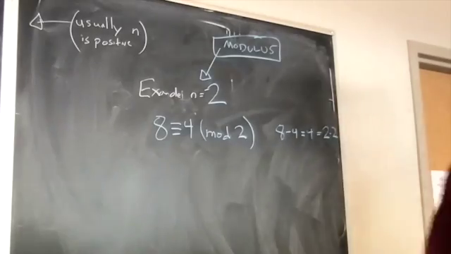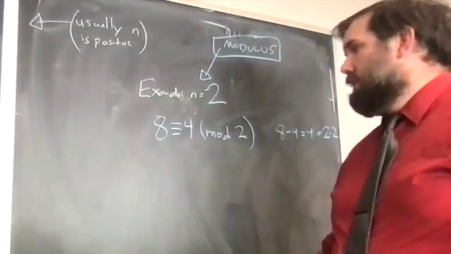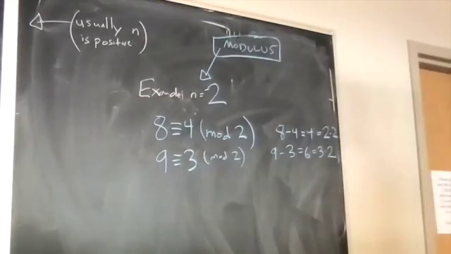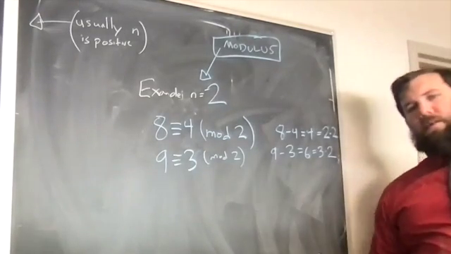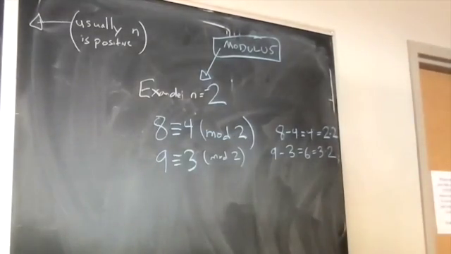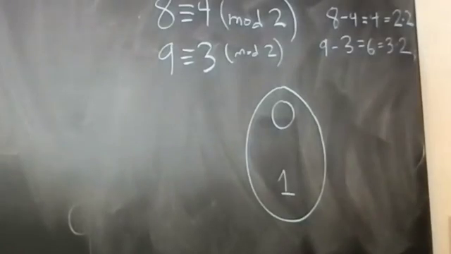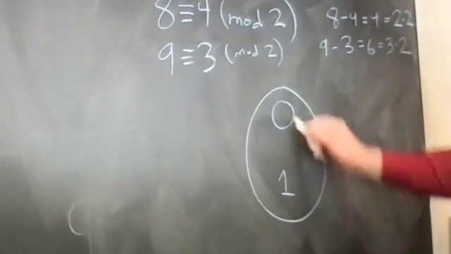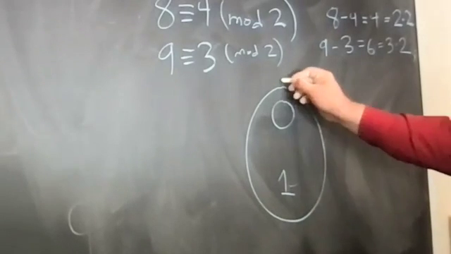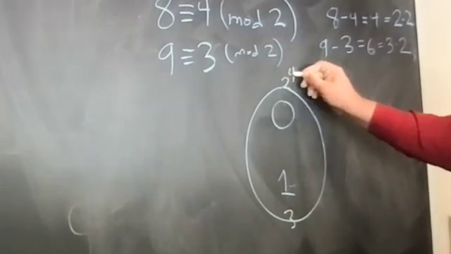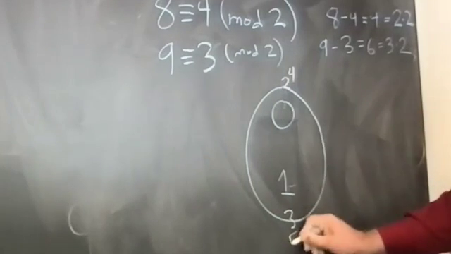What are two other numbers that are congruent mod 2? 9 and 3. Can you tell me why? So another way that you can think about this, although it doesn't lend itself to a definition, is a clock where you start at 0 and you go to 1, and then when you get back around, 2 is congruent to 0. 3 is congruent to 1. 4 is congruent to 2 and 0. 5 is congruent to 1.